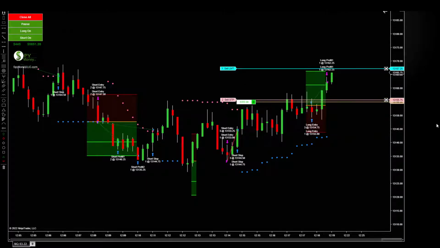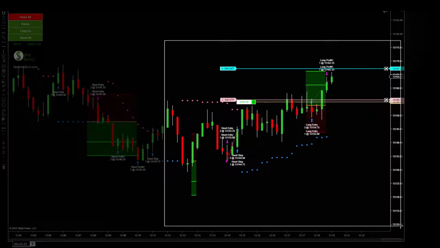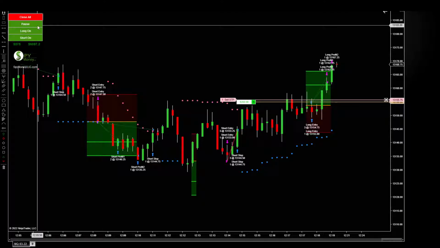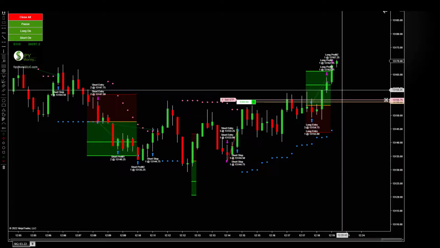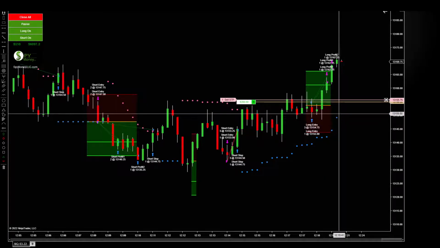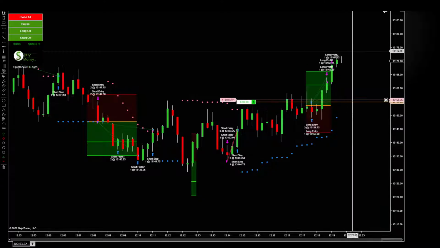So there's our first target, and our second target is coming up. So there is our second target. We're break even. We can't lose money on it. And as the super trend comes up, then it'll catch up to the break even and then start running.